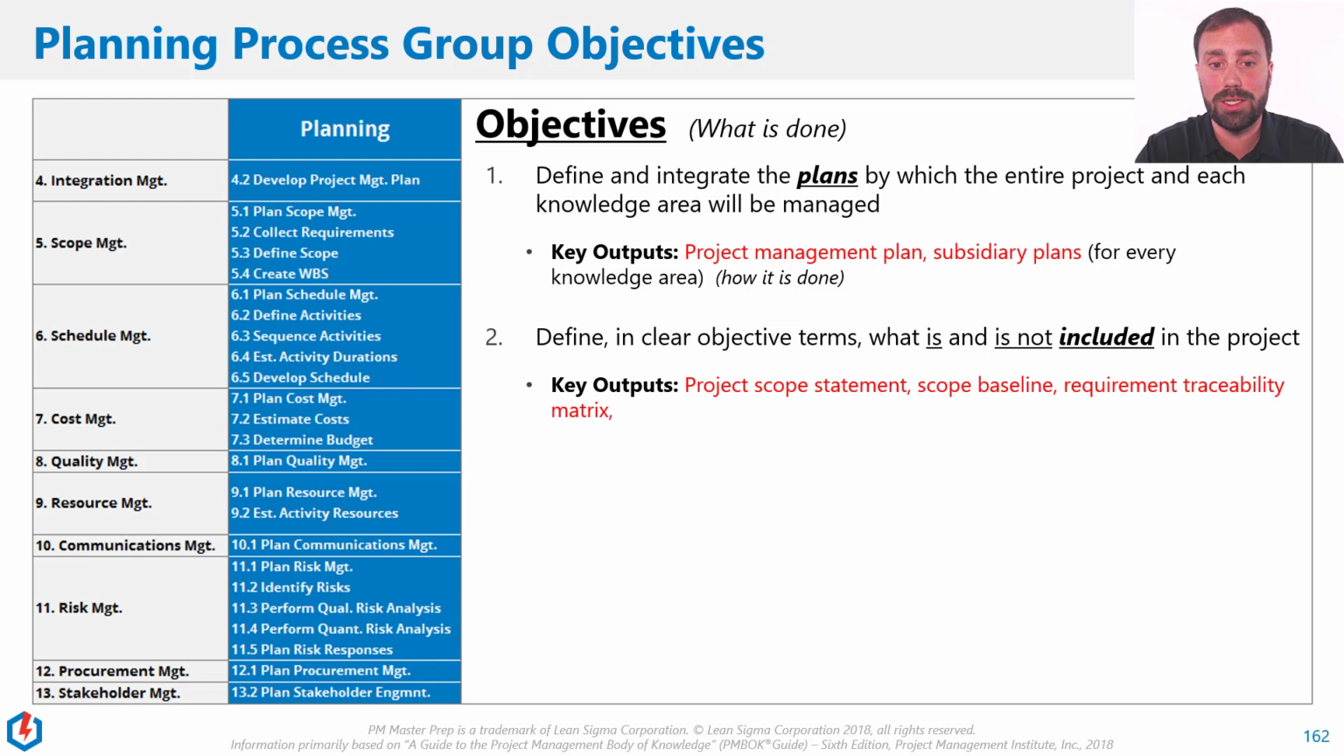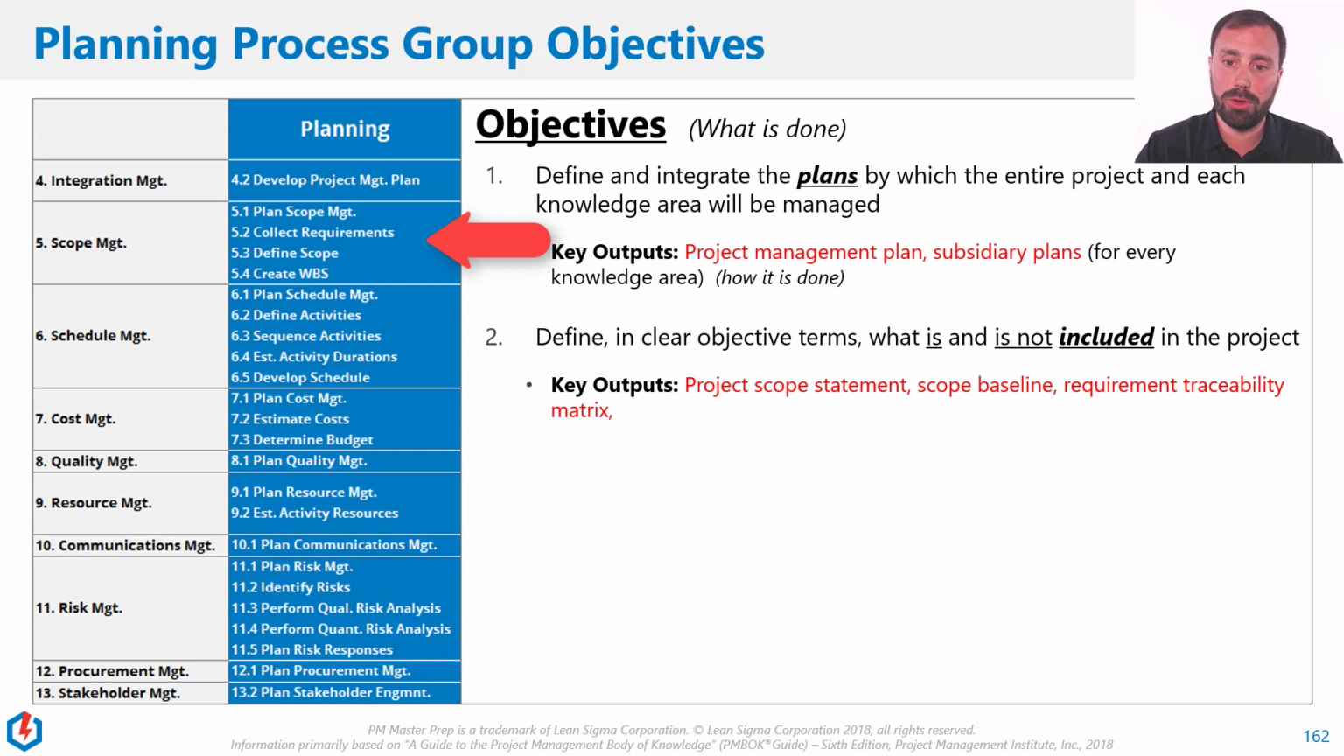Number 2 objective of what is done is to define in clear terms what is and is not included in the project. Now that's when we're talking about scope, right? What are we doing and what are we not doing? Can't solve the world tonight. We've got to be judicious in what we think through and do. Now that is the scope, right? We talked about the scope management section.